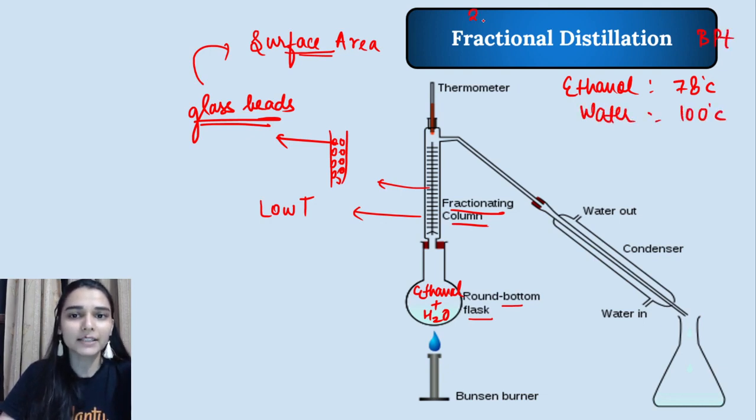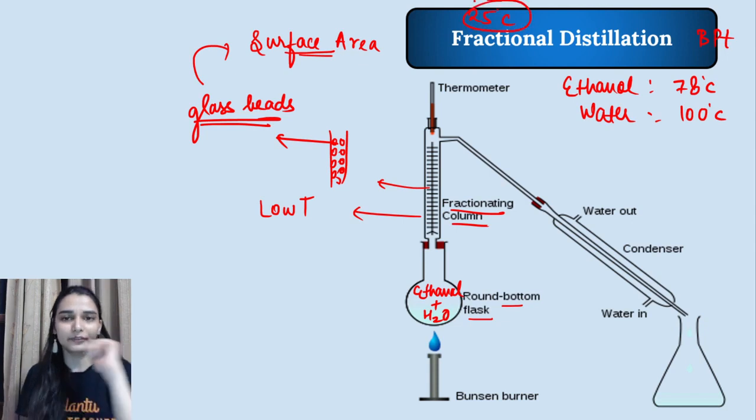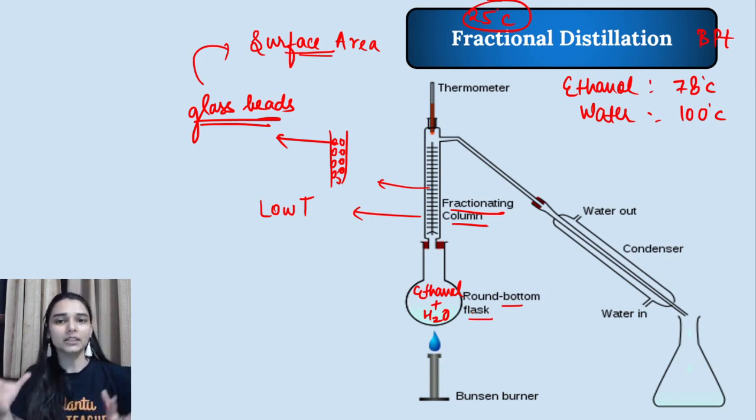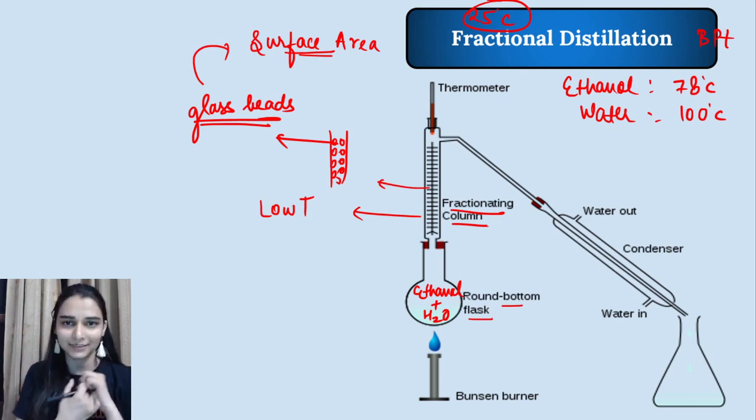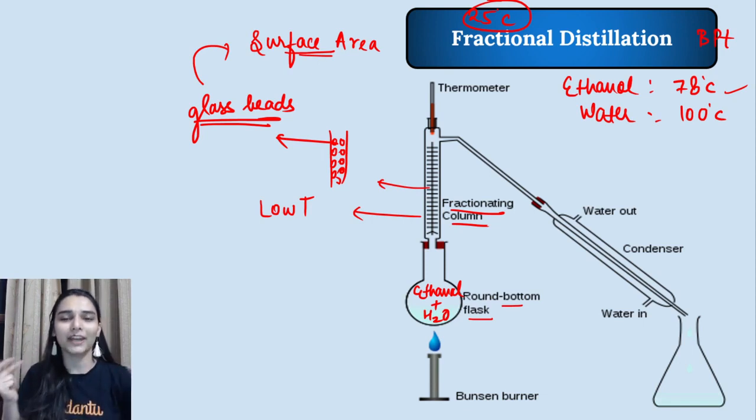Let's say you started the separation at 25. From 25 you started heating. So as soon as you start heating the mixture, what will happen? Temperature will increase: 25, 30, 35, 40, 55, 60, 75 and 78. The first temperature to arrive is 78, right? 100 will come later. So as soon as the temperature reaches 78 degrees Celsius, ethanol is ready. Ethanol is like, finished, bye bye, I'm going, goodbye.